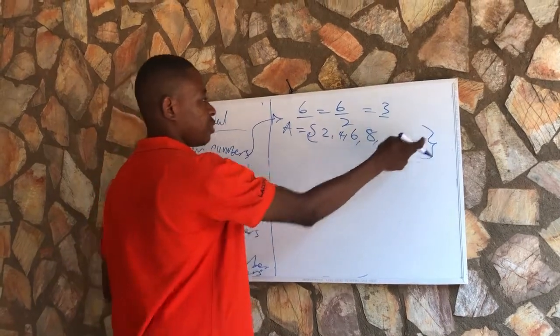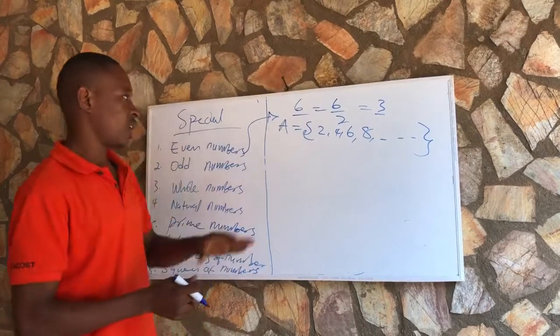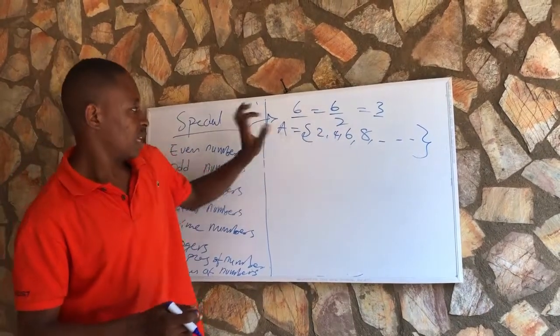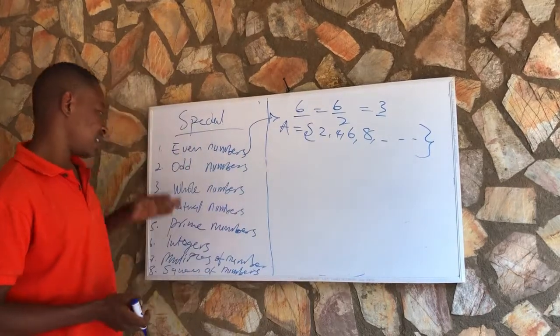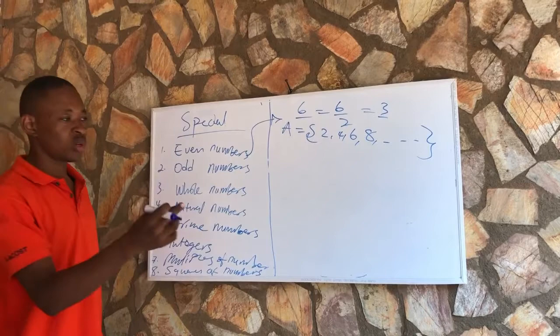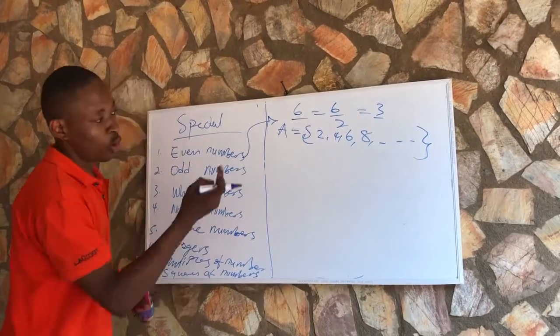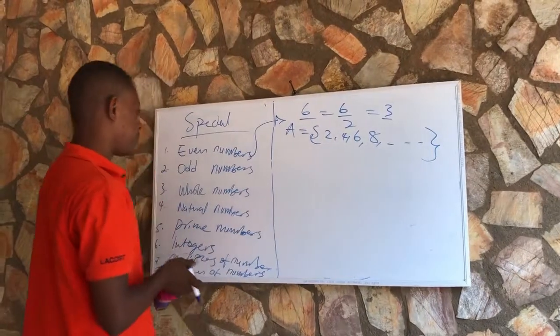The 3 dots mean they are never ending. So it means the set of even numbers is an infinite set, and so are all the special types of sets. They are all infinite because you can't list all their elements, or you can't tell the last number.